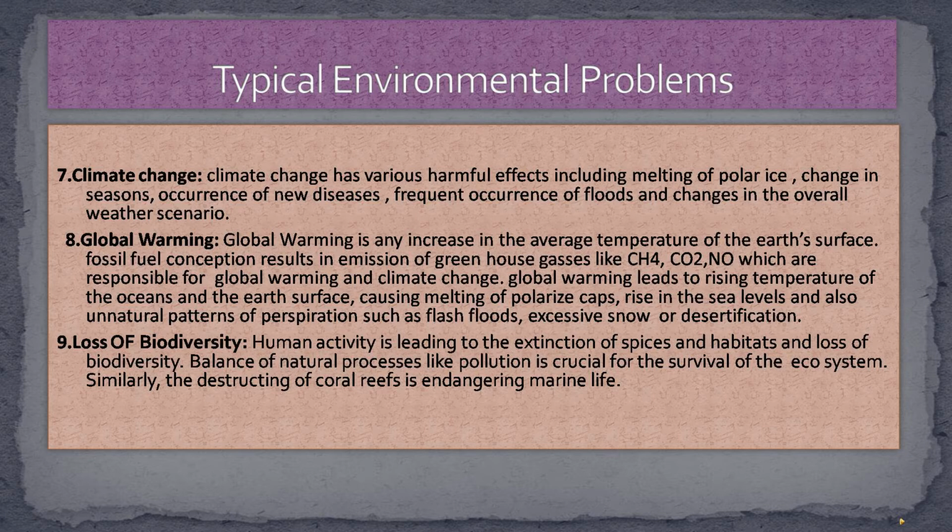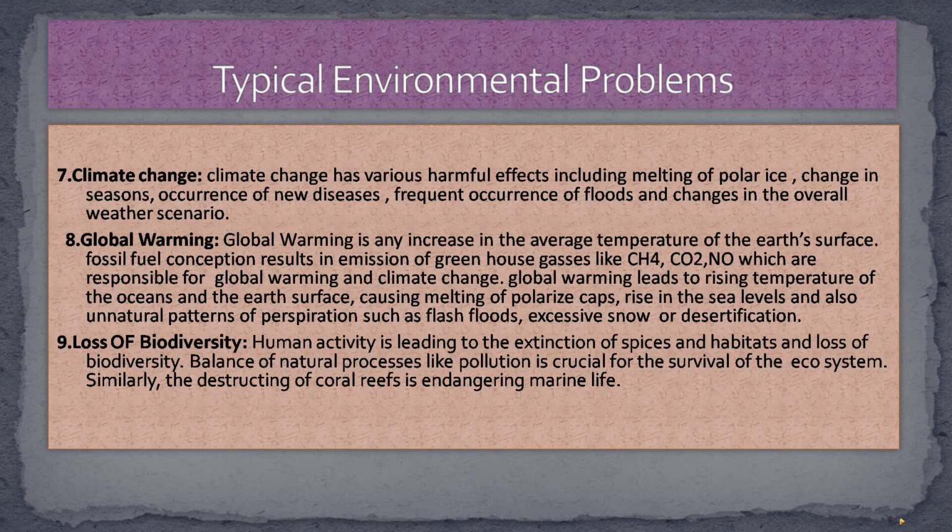Here, global means Earth. Warming means increased temperature. Totally, global warming means increased average temperature of the Earth's surface. This global warming occurs due to increased use of fossil fuels, meaning diesel, petrol and some other gases, resulting in emission, or release, of greenhouse gases like CO2, NO, CH4, which causes global warming and also climate change.